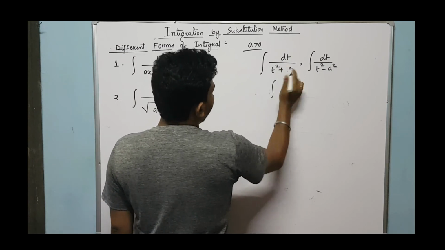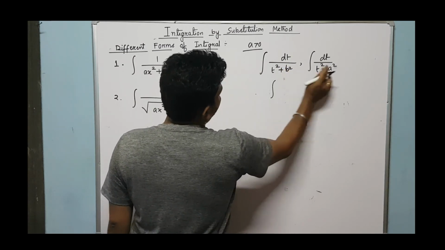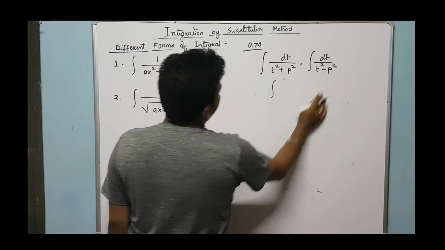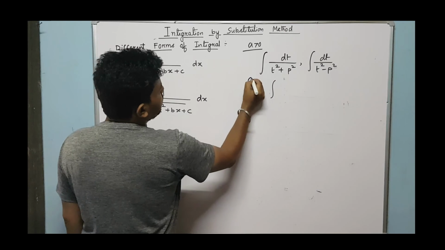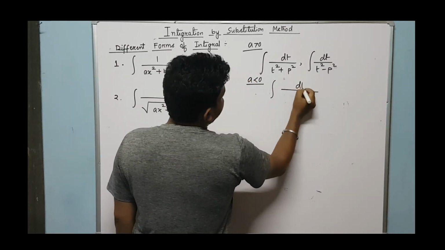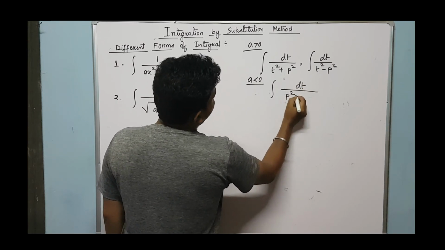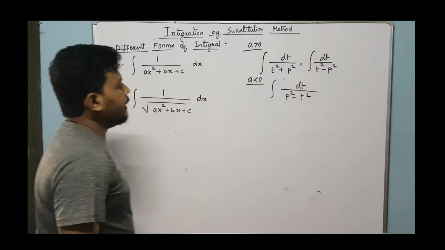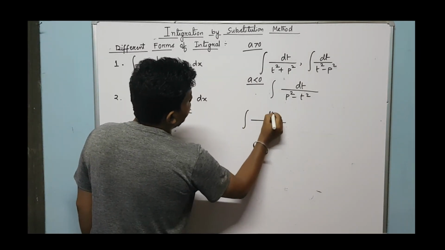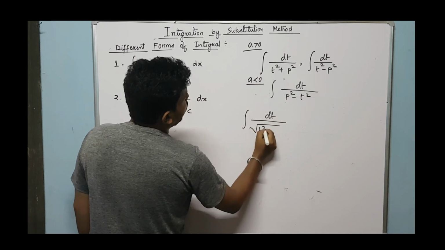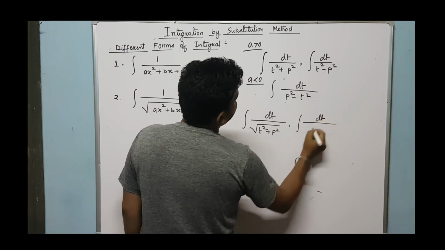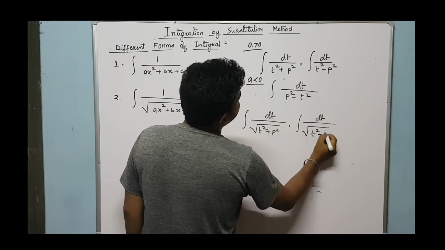And when, don't think it should be b or anything else, take something else, p square. And when the value of a is negative, then the integral gives rise to dt by t square minus p square. And in this case, it gives rise to dt by square root of t square plus p square, or dt by square root of t square minus p square.